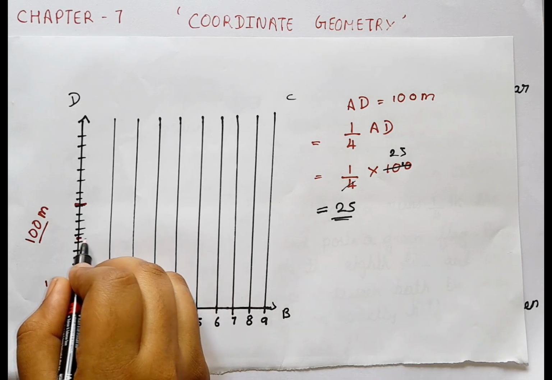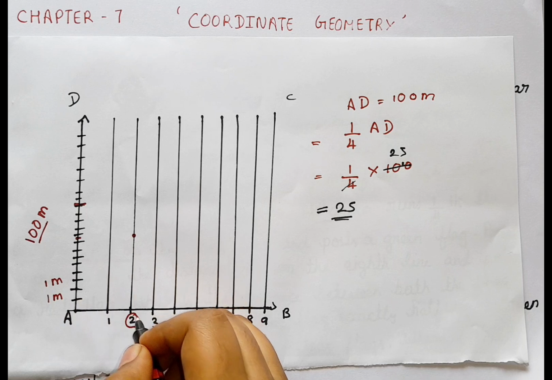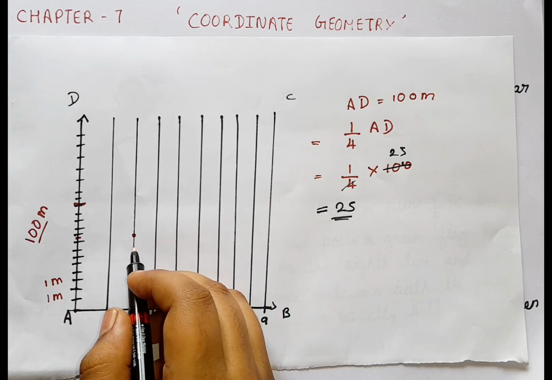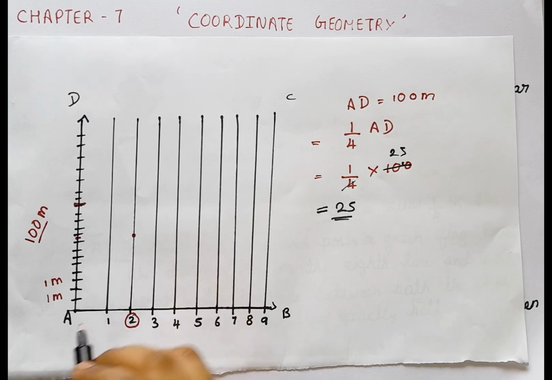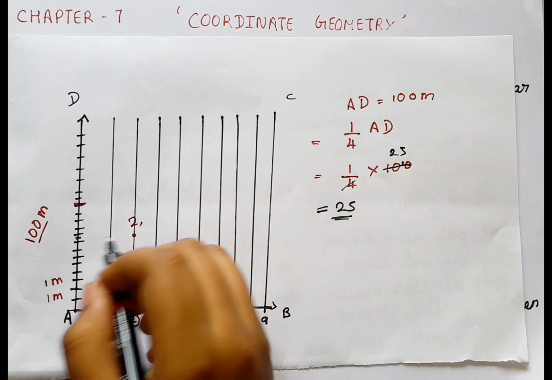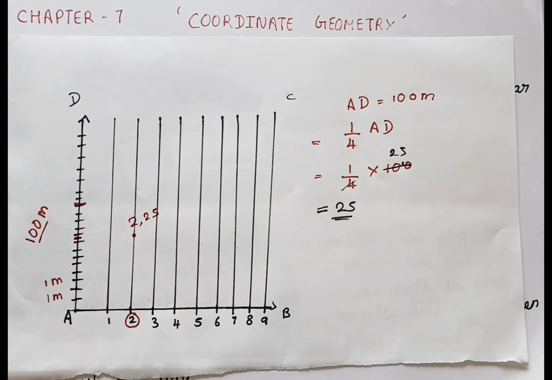So when you come straight here, there is a point. Why am I marking it at the second line? Because Niharika runs on the second line. Since the x-axis is 2, let us write 2 comma, and the y-axis is 25. So this point is at 25. You can just think like that.